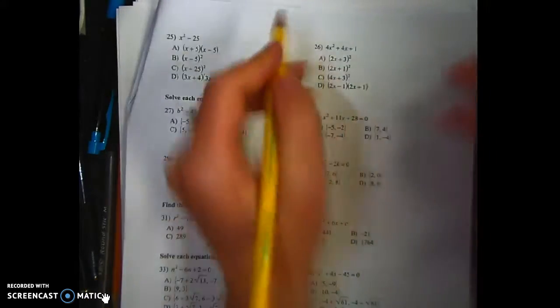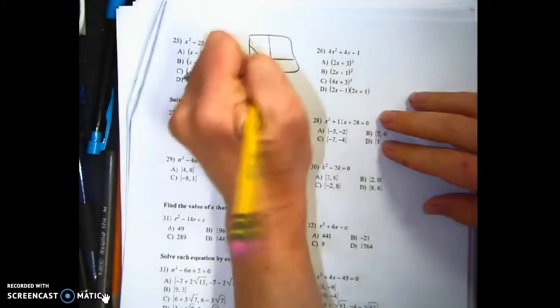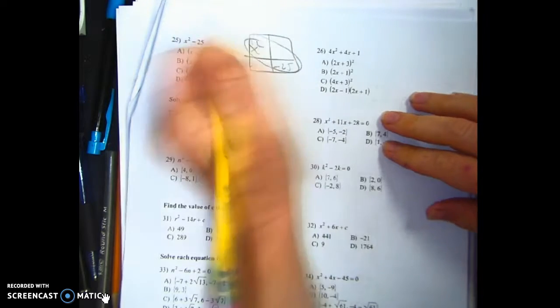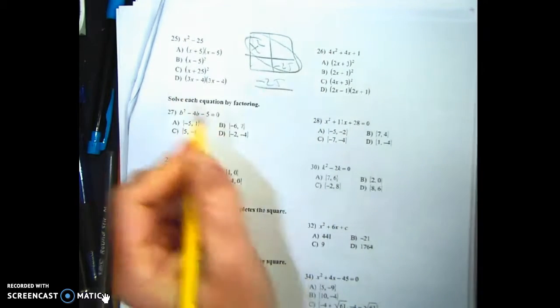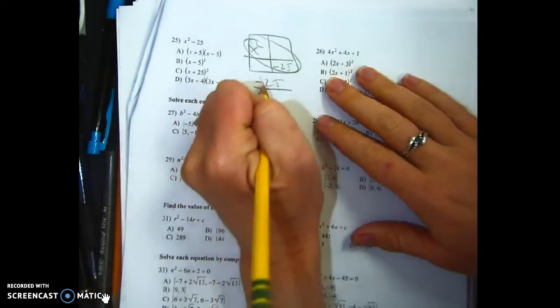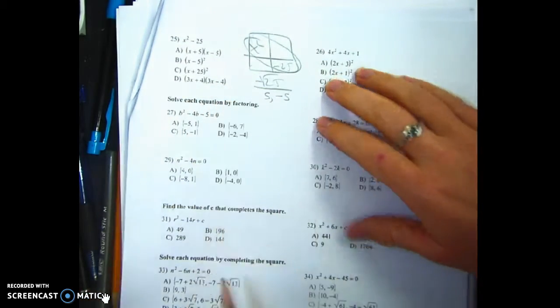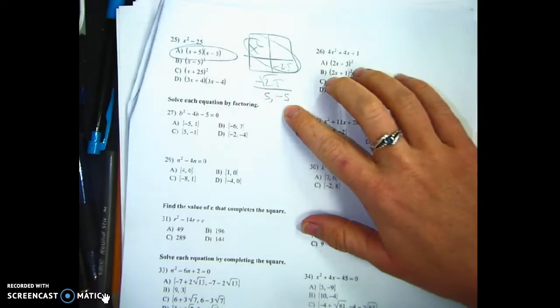Okay, so it's continuing to factor. So I do my box, first guy, last guy. There's nothing in the center. Remember, when it's nothing in the center, you square root. One's positive, one's negative. Boom, letter A.